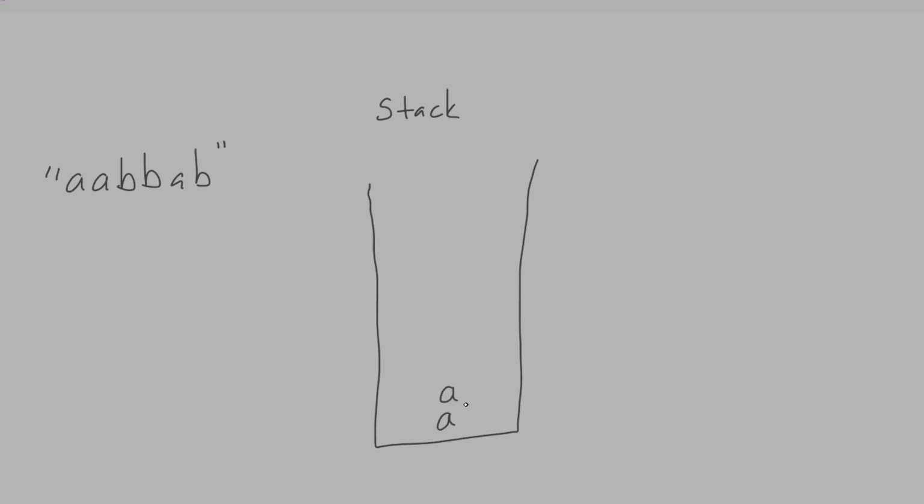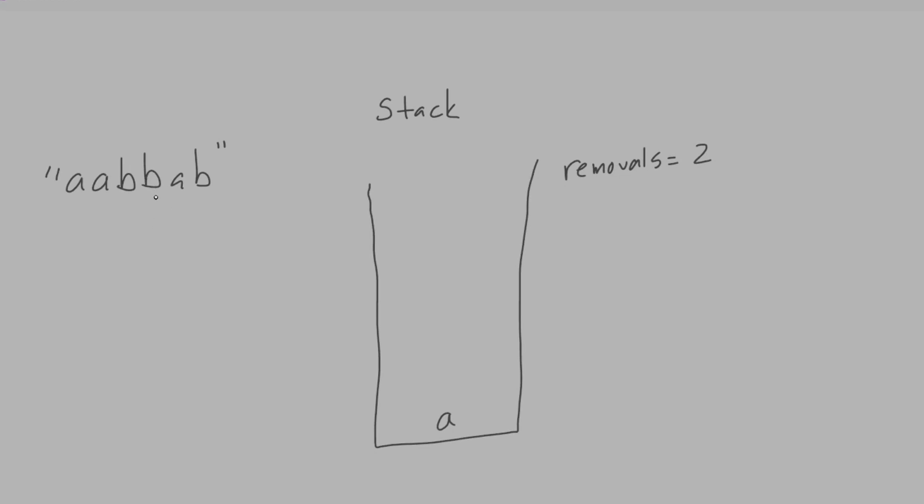So what we're going to do is push this B on, and then we see that we have a B and an A. So we're going to remove these both from our stack, right? So now I've removed the B and the A, and I'm going to record the number of removals that I've had. So I've removed 2 characters. Now let's continue going through our string.